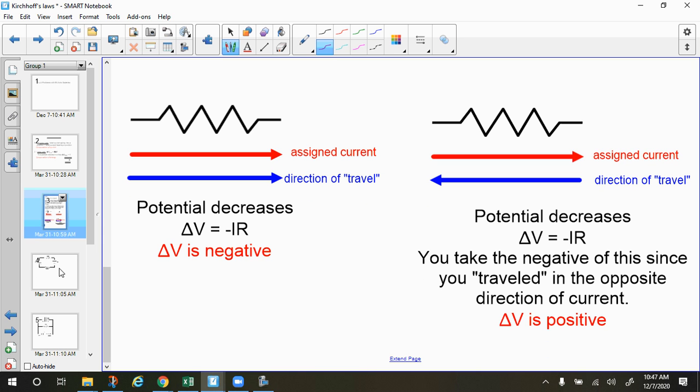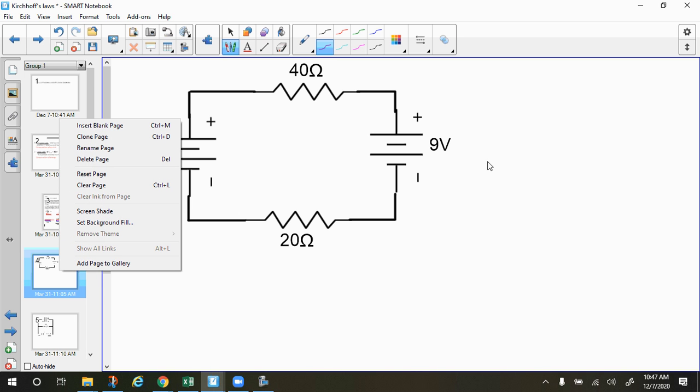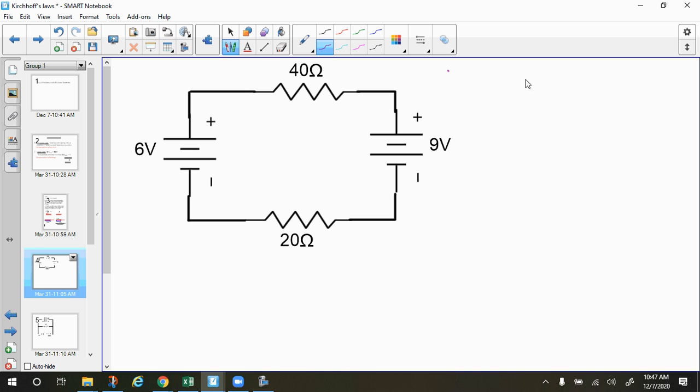Okay, so we're going to give this a try. I'm going to do 3 examples. This is the first example, and it is the simplest. There are no branches, so when you don't have branches, you have a pretty simple situation. So the first thing I'm going to do is assign current. Now, what I always do is just find the biggest battery and assign the current coming out of the positive side of the biggest battery to start off with. This only has 1 branch, so it's only got 1 current statement. So I'm going to say that's my direction of current. And then I have to have a travel loop. So I'm going to travel in the same direction to make my math easier.